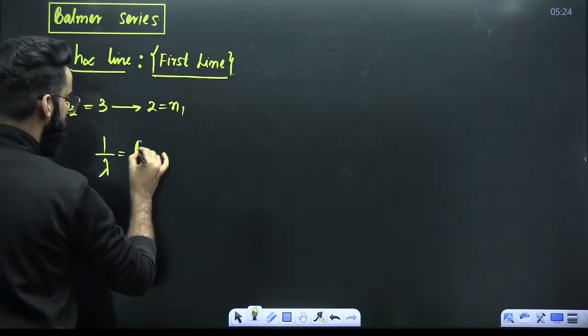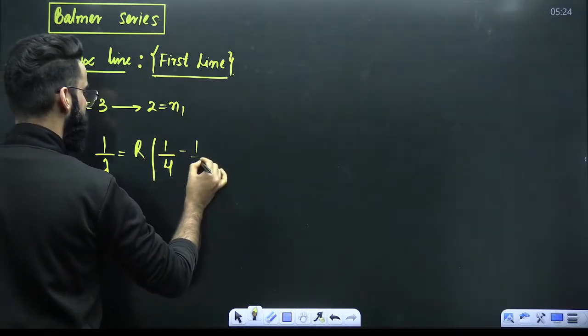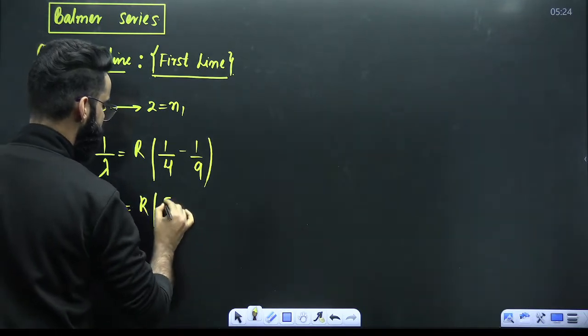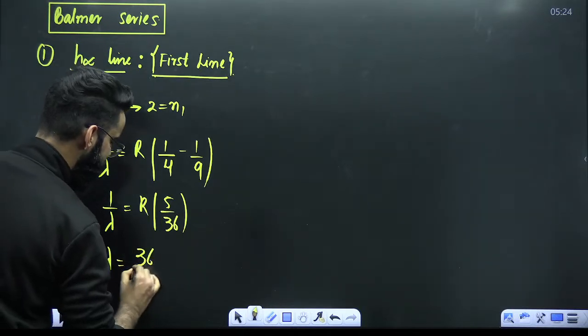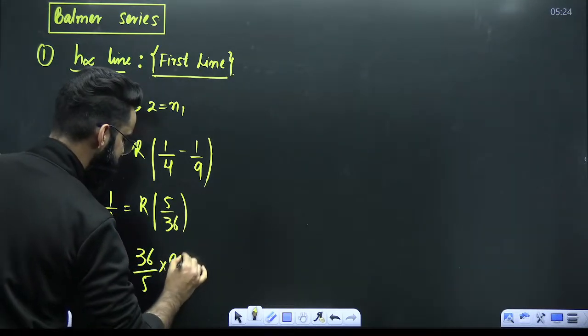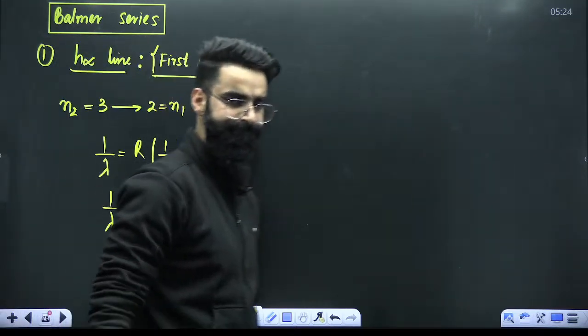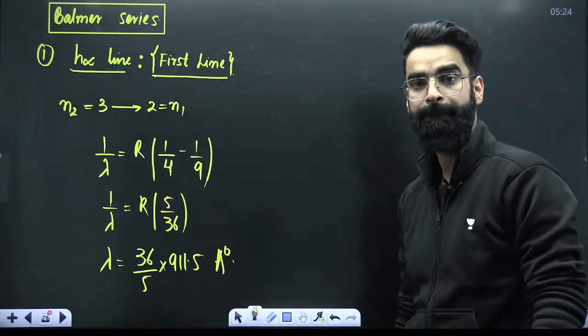So 1 by lambda is equal to R, Z square, that's 1 square, 1 upon 2 square, that's 4, minus 1 upon 3 square, that's 9. So 1 divided by lambda is equal to R, 9 minus 4 is 5, divided by 36. Take the reciprocal, lambda is equal to 36 divided by 5, multiplied by 1 by R, that's 911.5, and this value is going to be in angstroms. Done and dusted?